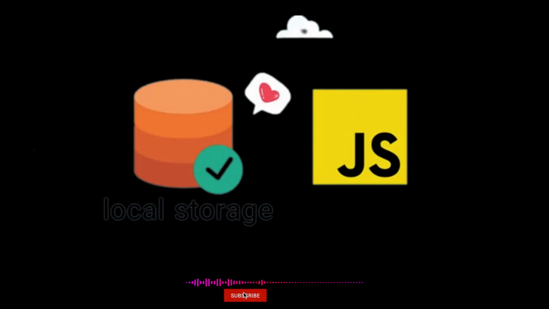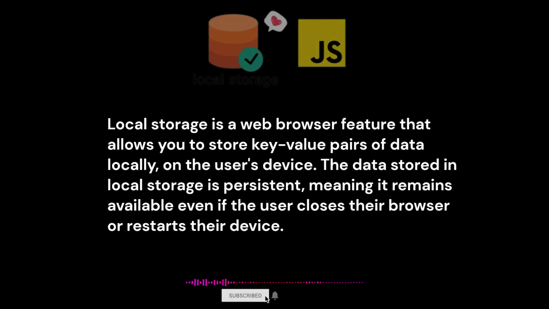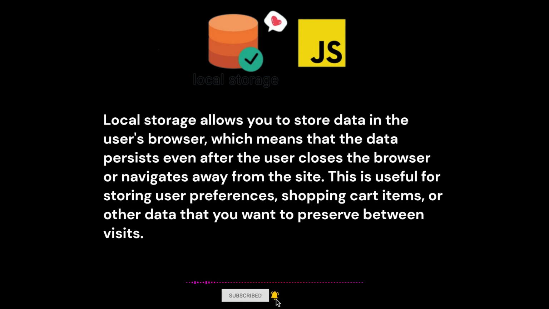Today, we learn about local storage that allows you to store key value pairs of data locally on the user's device. The data stored in local storage is persistent, meaning it remains available even if the user closes their browser or restarts their device. Local storage allows you to store data in the user's browser, which means that the data persists even after the user closes the browser or navigates away from the site.